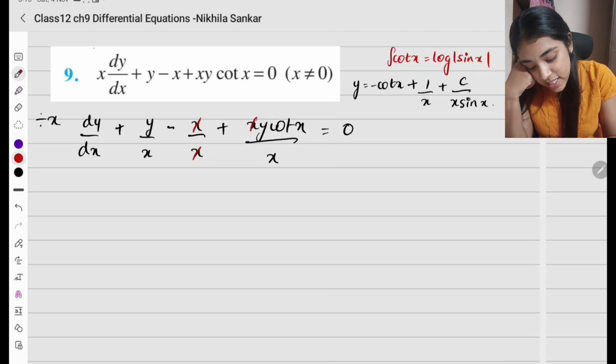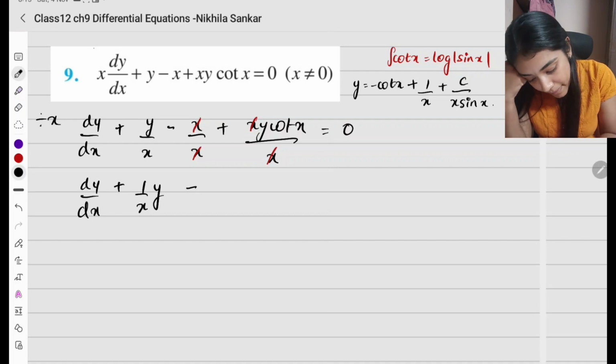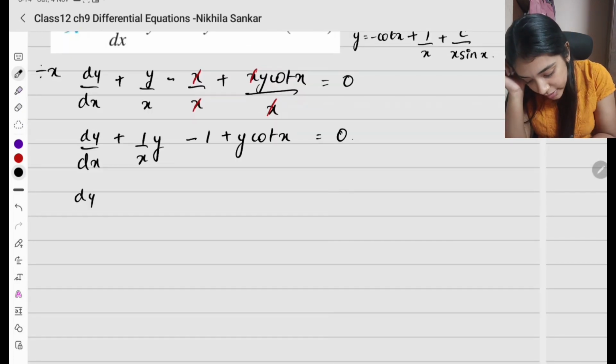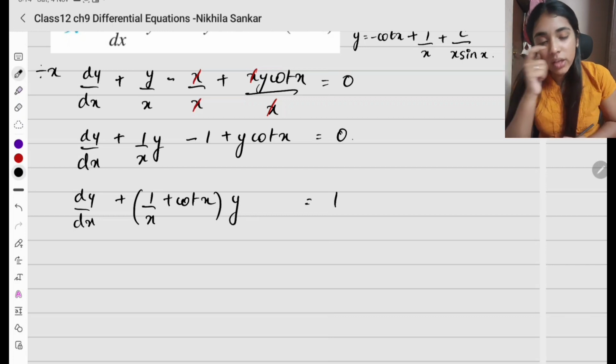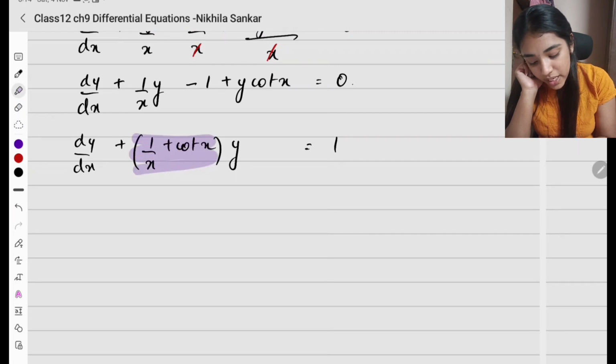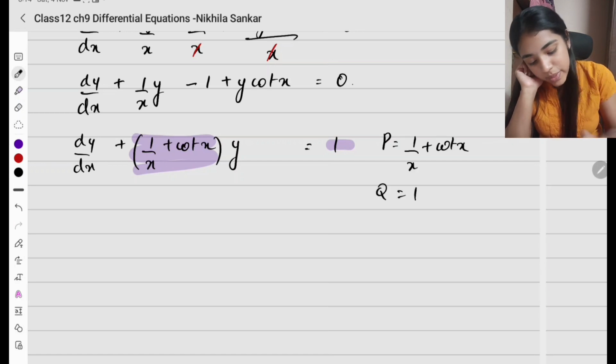So, I have x and x gets cancelled. Ingu x and x gets cancelled. So, what am I left with? Dy by dx plus 1 by x into y minus 1 plus y cot x equals 0. Now clubbing the terms that have y, dy by dx plus 1 by x plus cot x into y equals 1. So this is of the form dy by dx plus p into y equals q. Simple. So what is my p? This is going to be 1 by x plus cot x. Q is going to be simply 1.